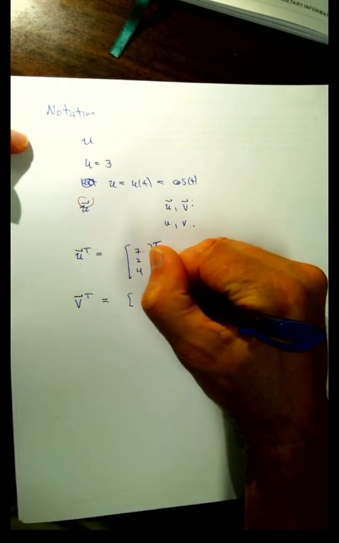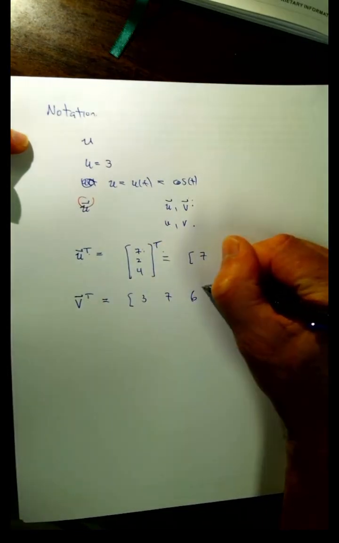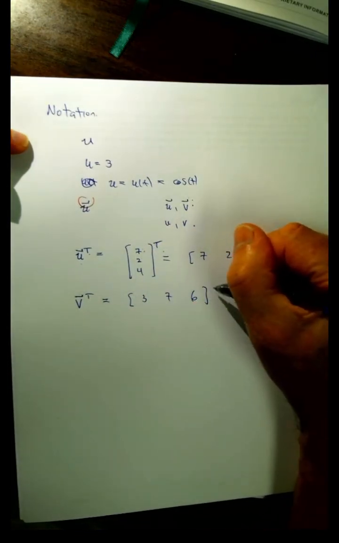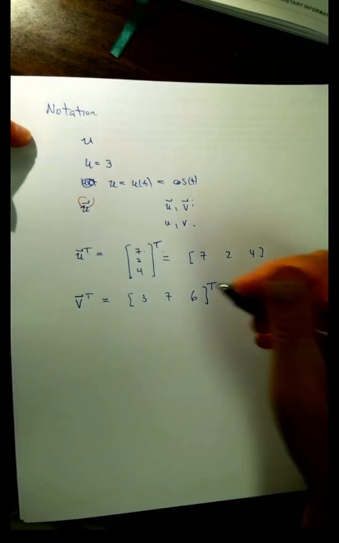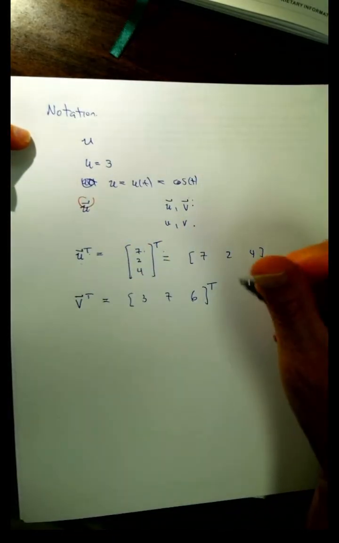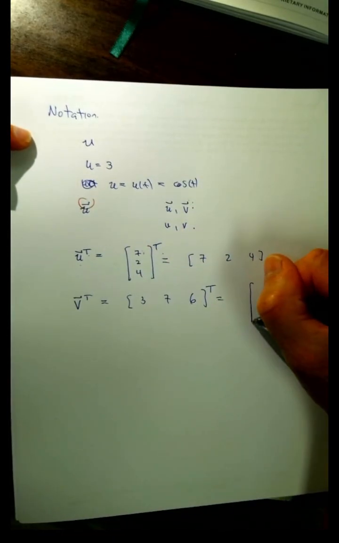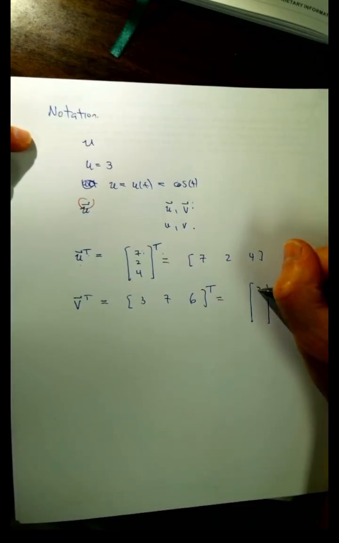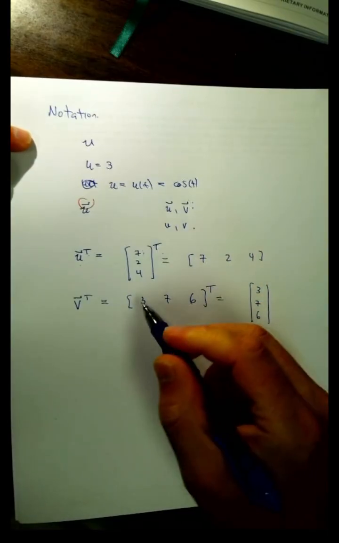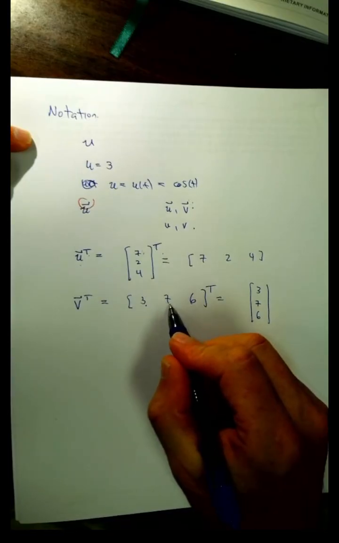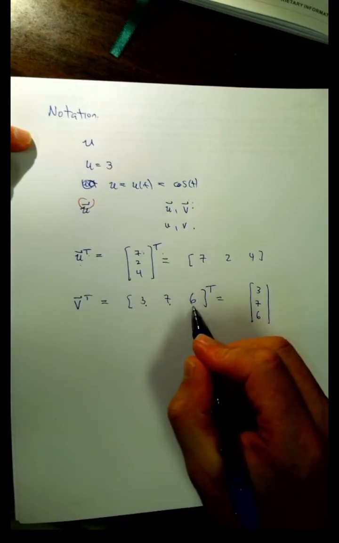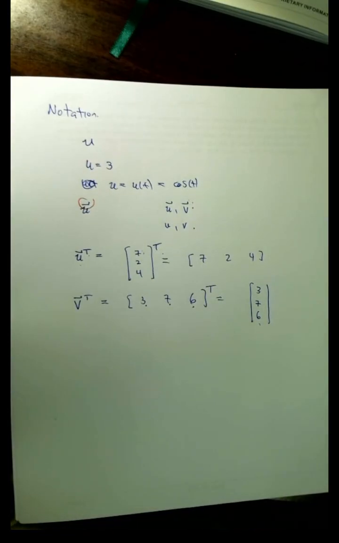Likewise, suppose V is a row vector, and I take its transpose. Treating T as a superscript, it's going to flip it so that it's now a column. The first column becomes the first row. Second column becomes the second row. Third column becomes the third row.